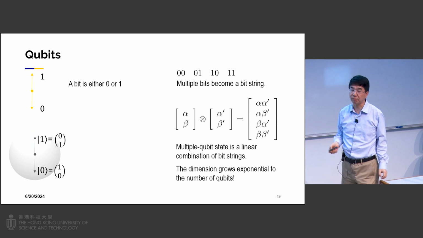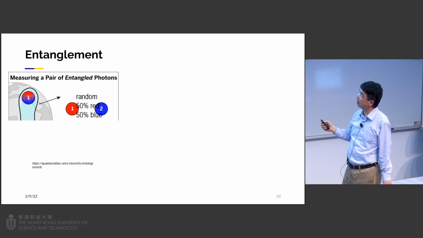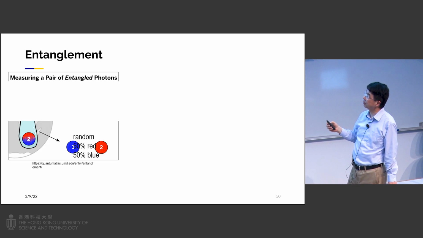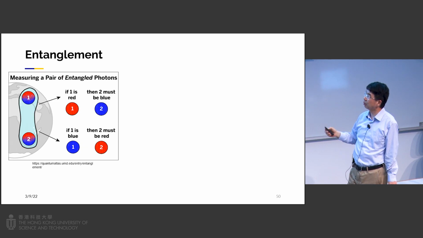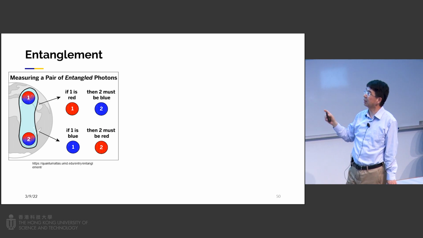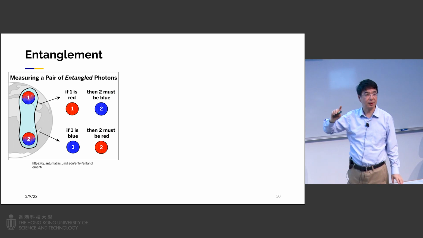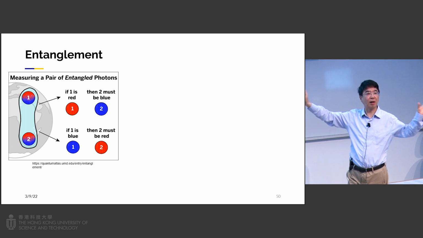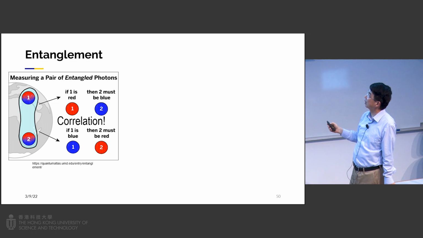So this grows very, very fast. And so that's where the power is. One qubit can be either 0 or 1, but there's also this concept called entanglement. If these two qubits are entangled, then you measure one, you will know the state of the other one. Doesn't matter how far or how close they are. And so this is the entanglement.